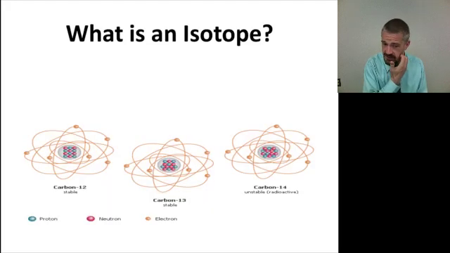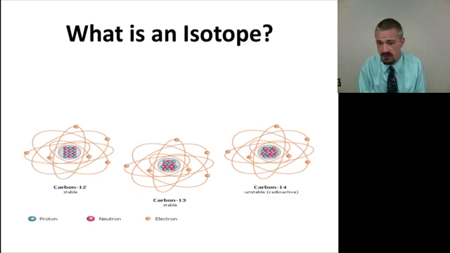So an isotope, like I said, is these different versions of the same element. Carbon-12 is stable. It has 6 protons, 6 electrons, and 6 neutrons. Carbon-13 is 6 protons, 6 electrons, 7 neutrons. And carbon-14 is actually not a stable element. It has, again, 6 protons and 6 electrons, but it has 8 neutrons.